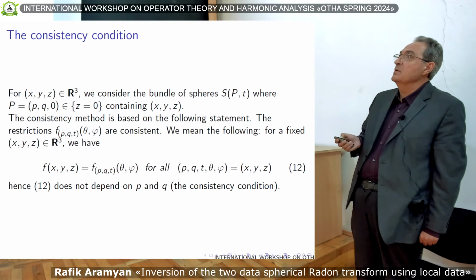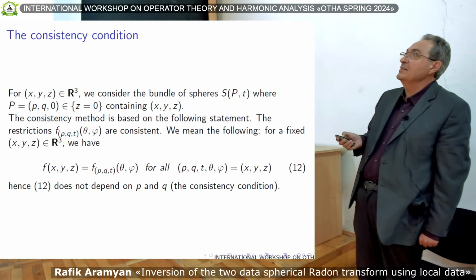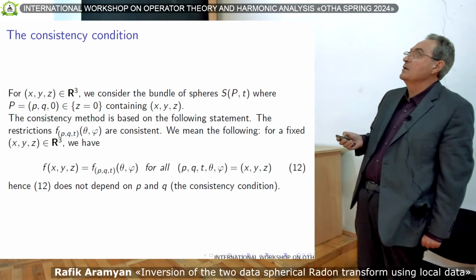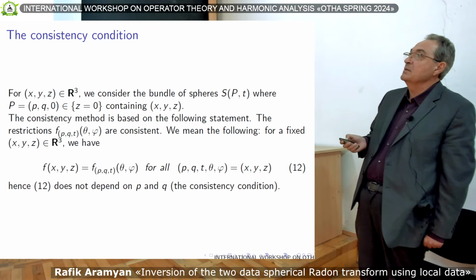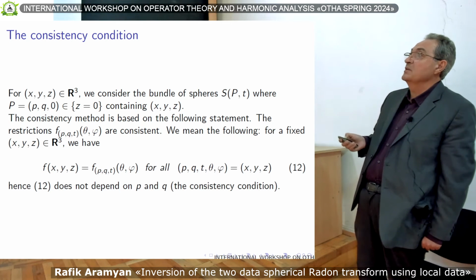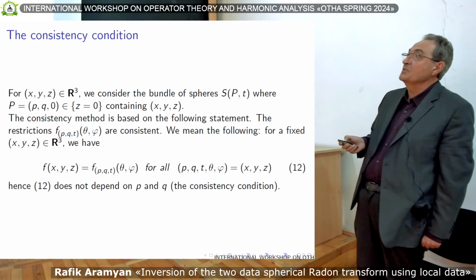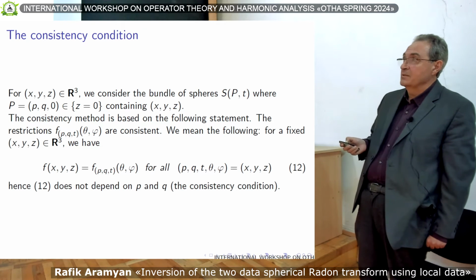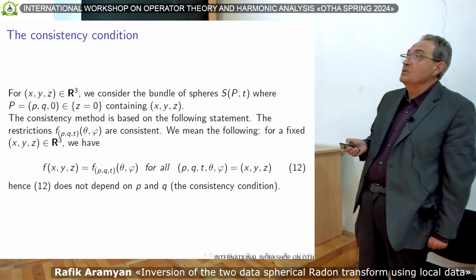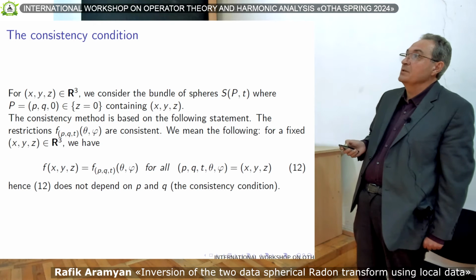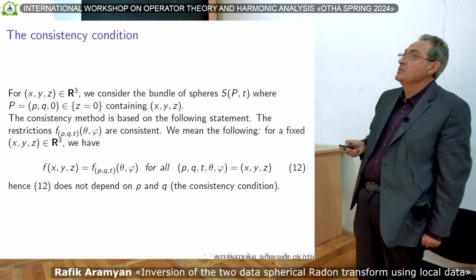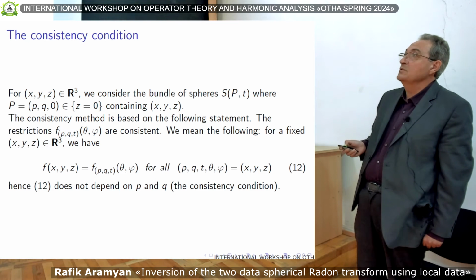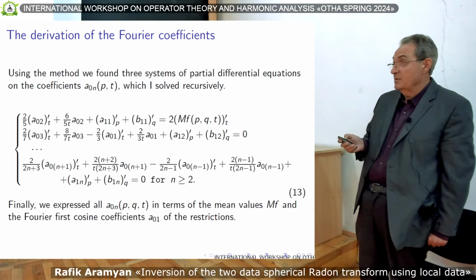For a point (x, y, z), we consider the bundle of spheres whose centers belong to the xy plane and which contain the point. And the consistency method is based on the following statement. When we consider the restrictions, they are consistent. We mean the following: the values of these restrictions at the point (x, y, z) are the same. Okay? So hence, this does not depend on P and Q, on the center.